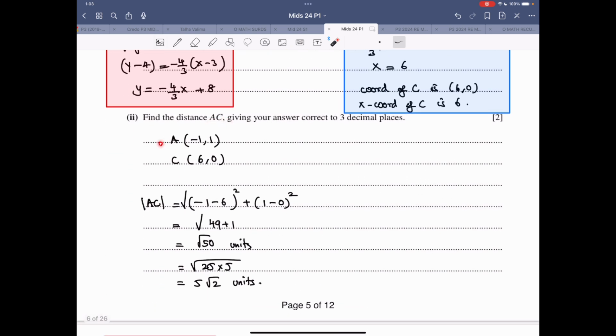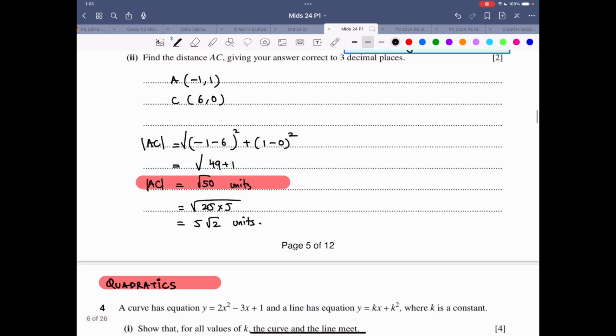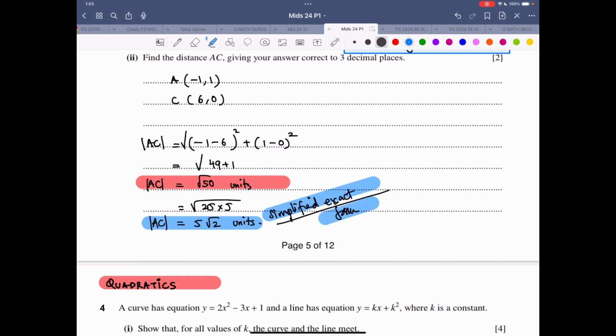Find the distance AC. A is given, C is given, AC. Leave the answer in the exact form. I think this is particularly fine, but they are not asking us in any standard form. But if you want to simplify, it's a good idea. This is the simplified exact form. So I have used the concept of surds, and that is how I found AC. So let me also highlight this. So this is another option, that is the simplified exact form.